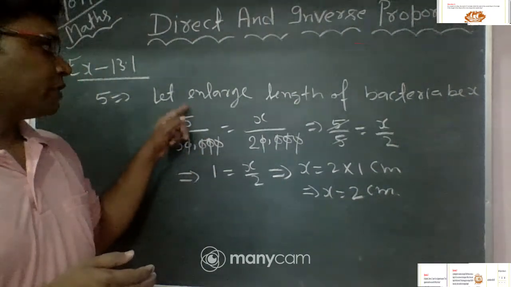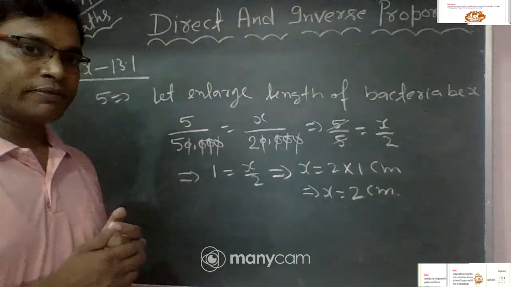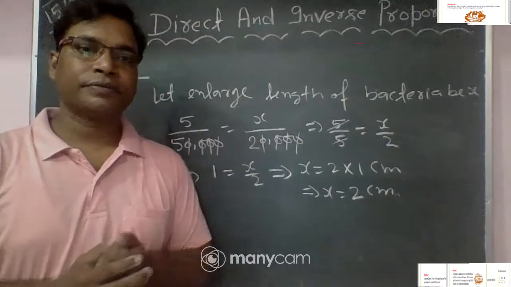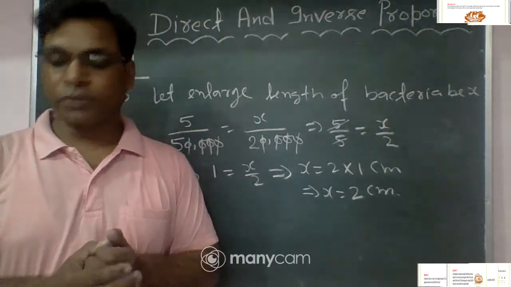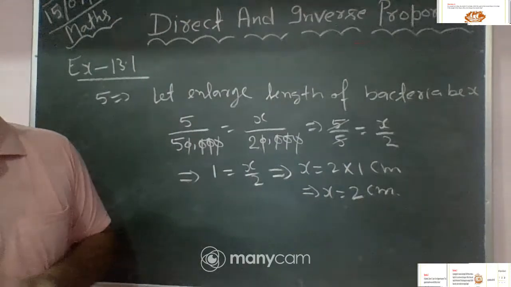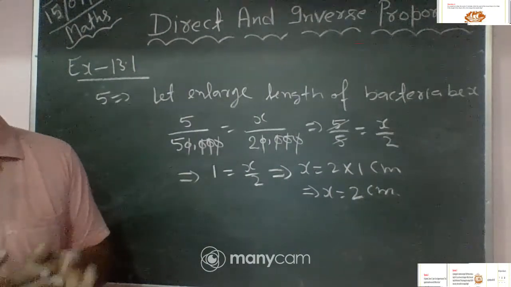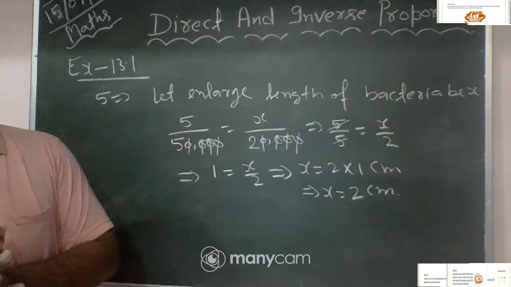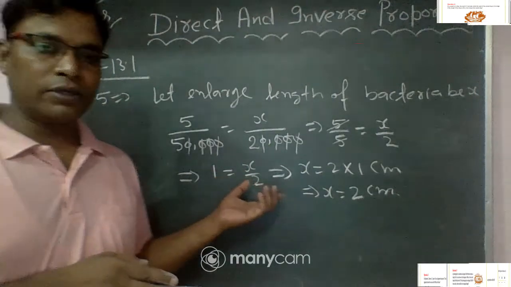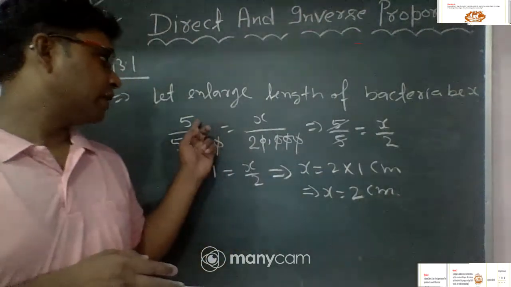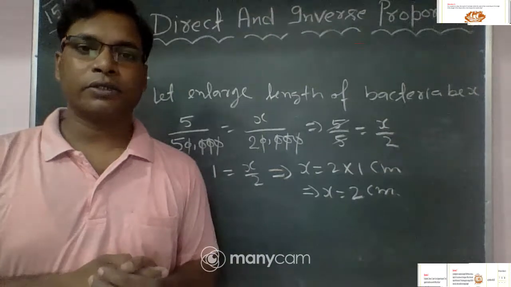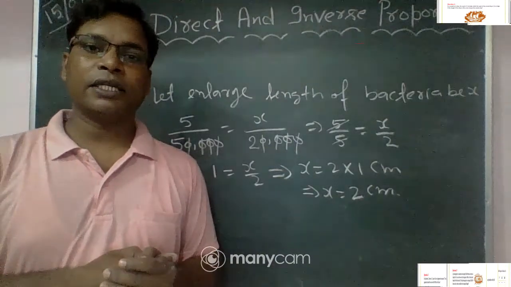This is given 5 centimeters enlarged. How many times shown by the photograph? 50,000. Okay, and here the photograph shows 20,000. Then the question asks what would be the enlarged length of the bacteria? So here we find 2 centimeters. 5 by 50,000 is equal to x by 20,000. We solve this and we will find x is equal to 2 centimeters. This is the enlarged length of the bacteria.